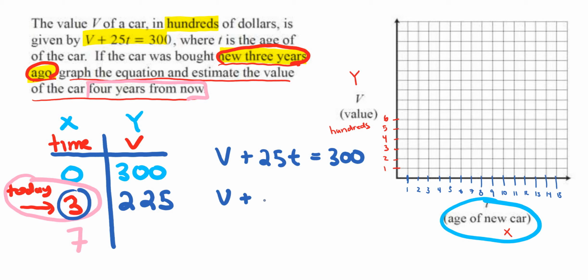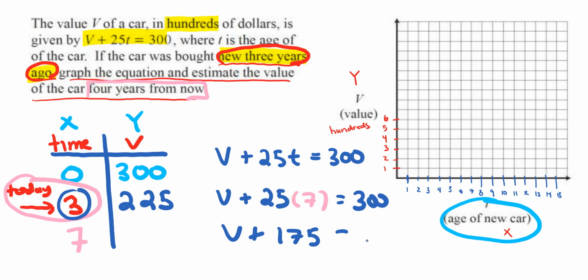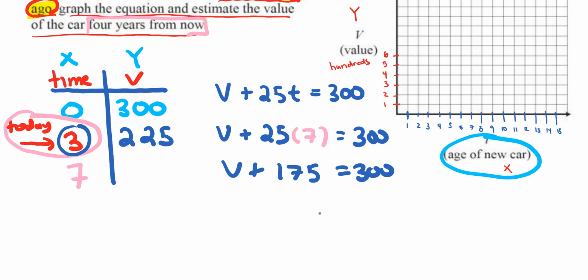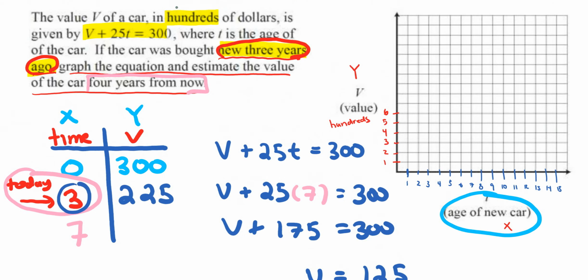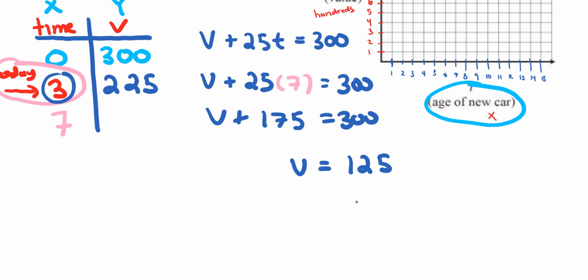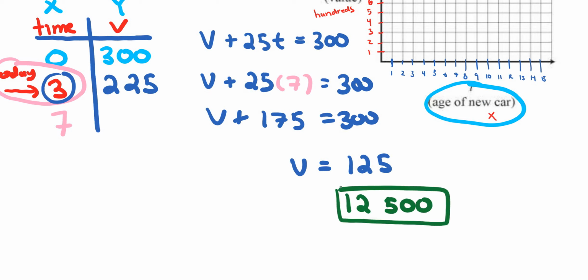So v plus 25 times 7 equals 300. And 25 times 7 is going to be 175 equals 300. And if I bring the 175 to the other side, it's going to be 300 minus 175, and that's going to give you 125. Right, now, since this question is in hundreds of dollars, the real answer is 12,500. That is the value of the car after 4 years from now.